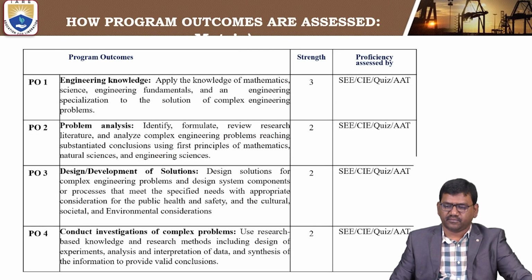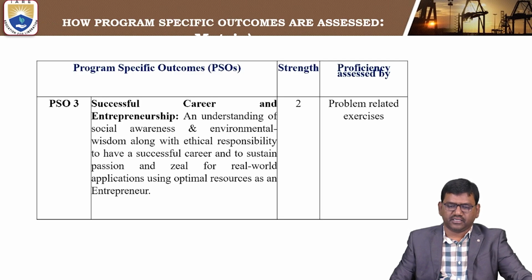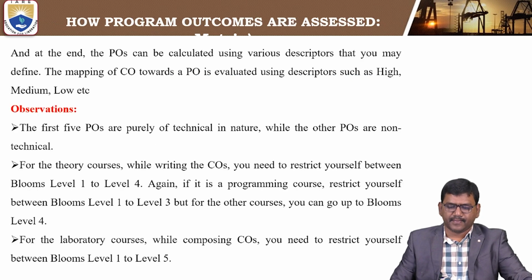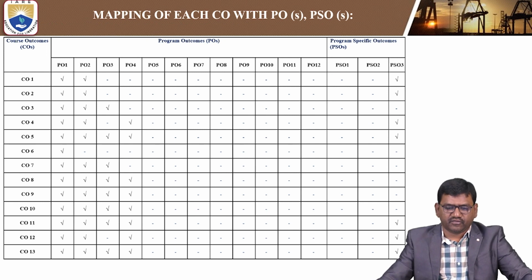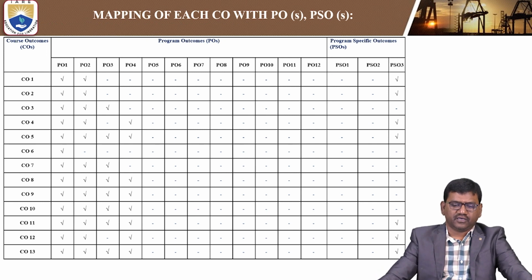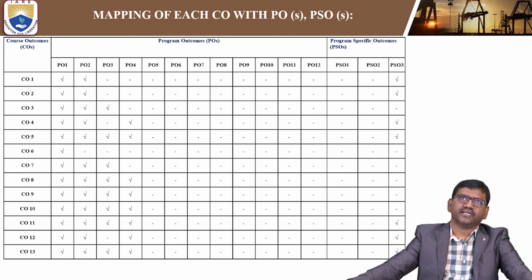So let us take an example for the course Antennas, Waves and Propagation. For PO1, PO2, PO3 and PO4, the strength is denoted as 3, 2, 2, and PSO3 is used for Antennas, Waves and Propagation. The strength is given as 2 here. So this is the mapping of each CO with the PO here. So I have defined it based upon the COs defined.